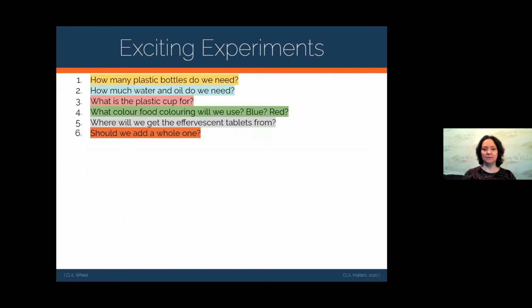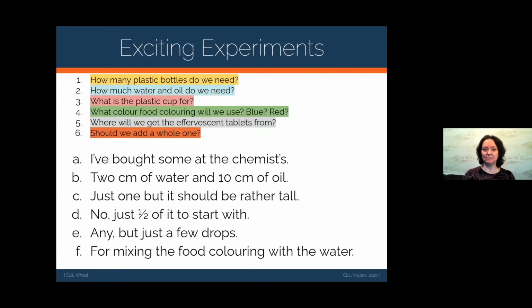So the next stage is to match those questions with the answers. Okay, so let's look at those. There is a question, there is an answer. How many plastic bottles do we need? And again, I'm looking at grammar, how many? And I've got just one, but it should be rather tall.